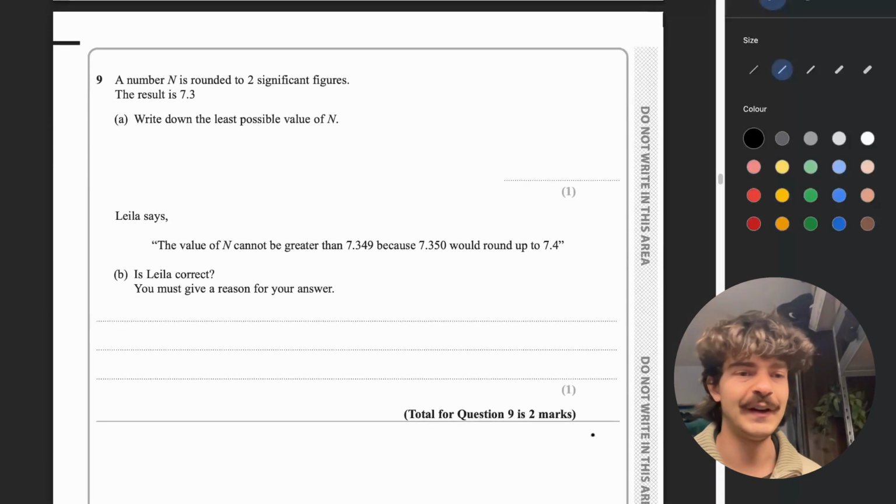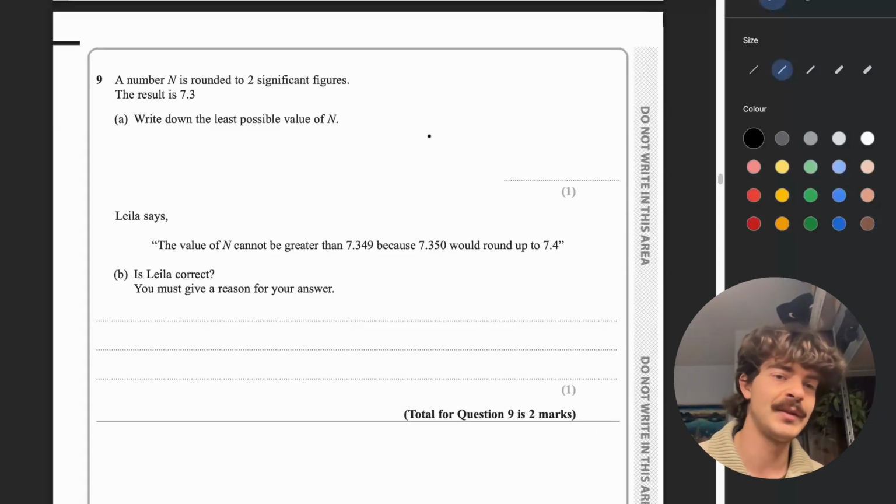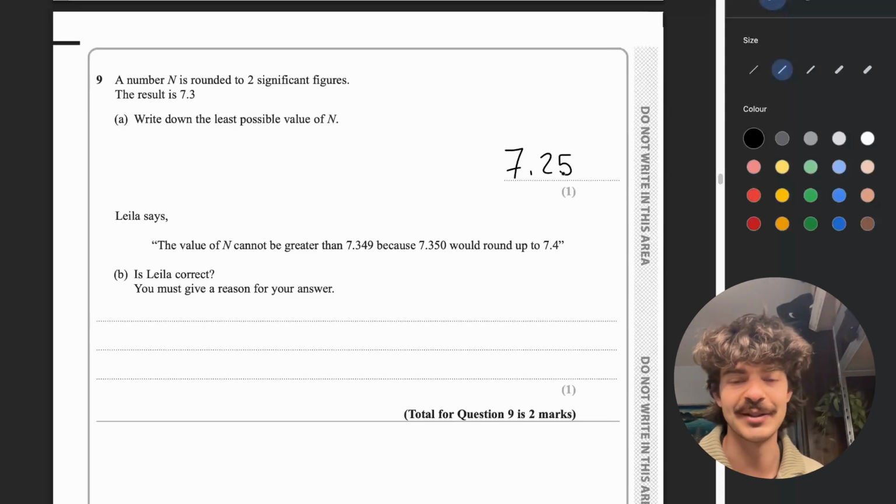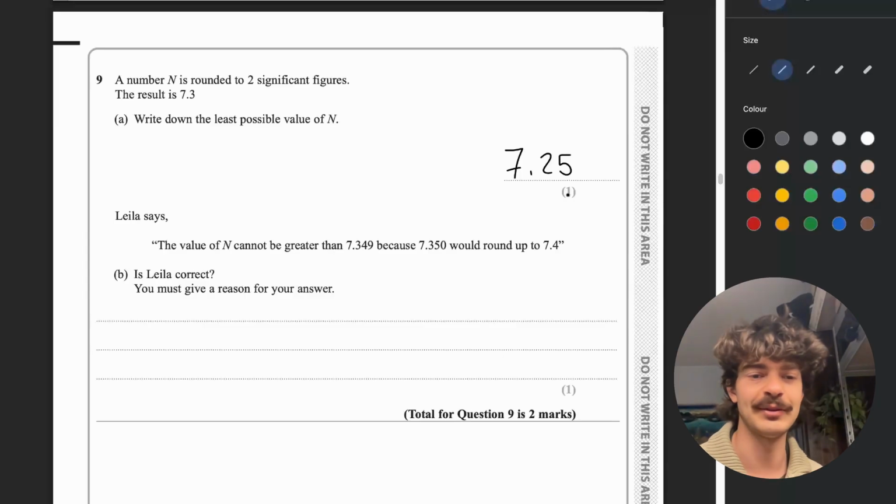Now on to question 9. A number n is rounded to 2 significant figures. The result is 7.3. Write down the least possible value of n. All right, this is 7.25. Right, anything less than this would round to 7.2 rather than up to 7.3.